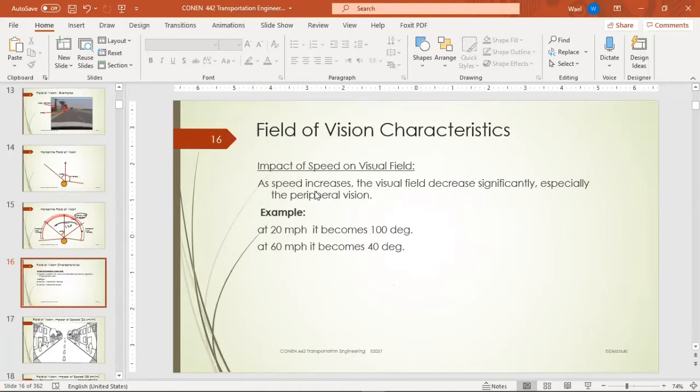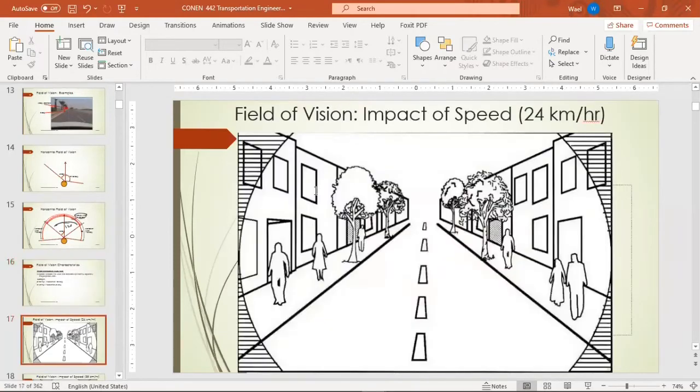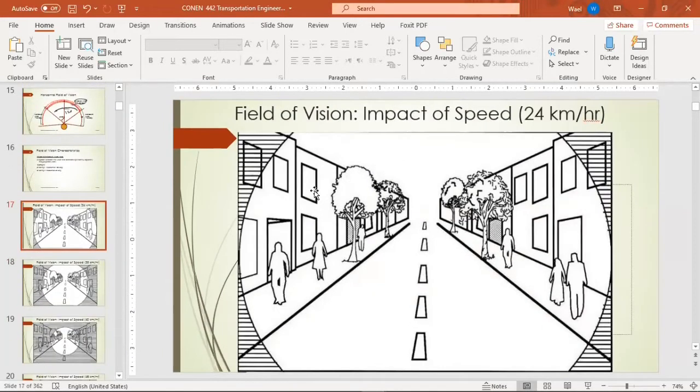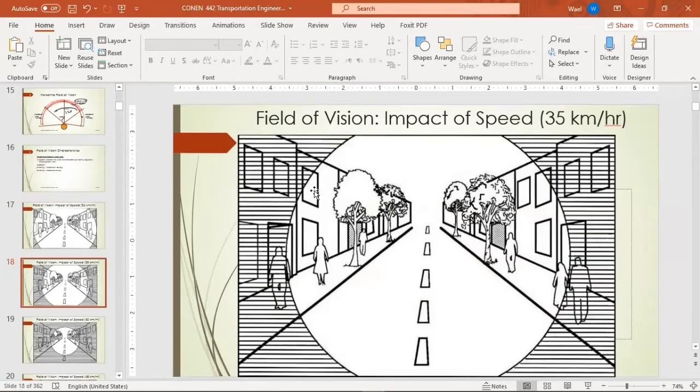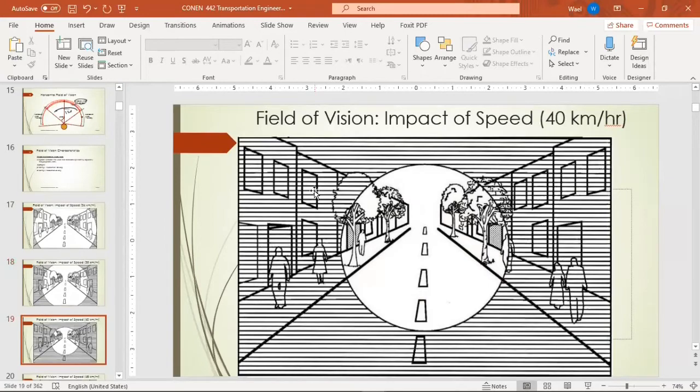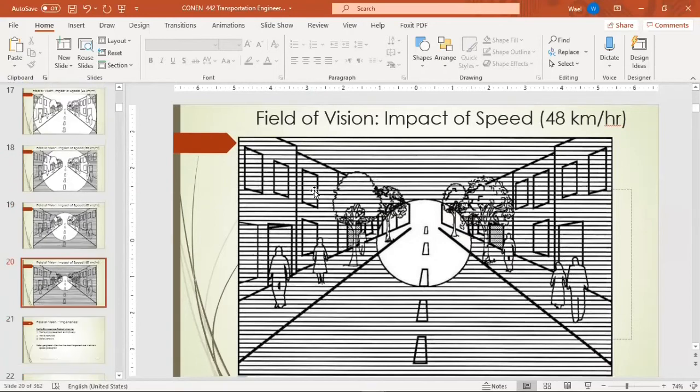Field of vision characteristics: one of the issues that affect the field of vision is the speed of the person. The higher the speed you are driving at, the more limited field of vision you have. If we consider someone driving at 24 kilometers per hour, that's going to be their expected field of vision. When the speed increases to 35, that's the field of vision. Increasing to 40 kilometers, 48 kilometers, you can see that the field of vision starts narrowing, okay?